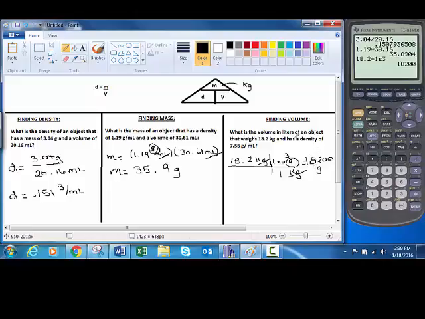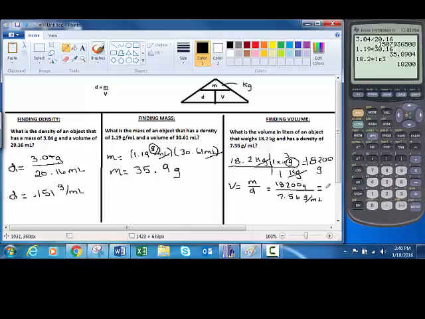Now that we have this number, we can then use our triangle to find our volume. Since we are trying to find our volume, we would say volume is equal to mass divided by density. We just found our mass in grams to be 18,200 grams, and that would be divided by our density, which is 7.56 grams per milliliter.